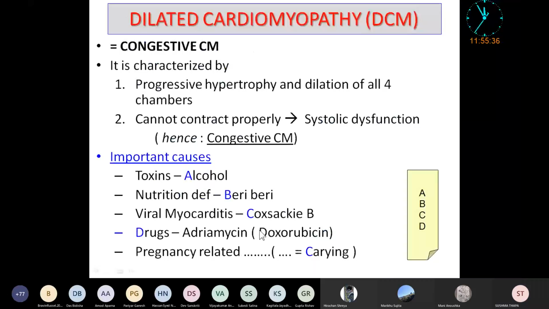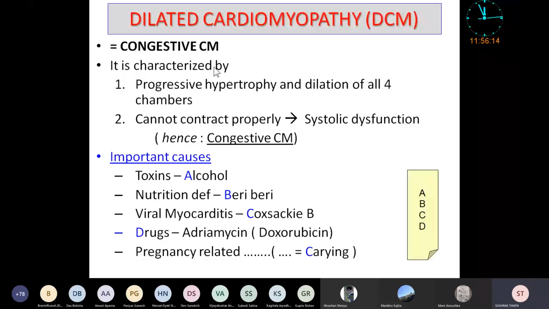Okay, talking about dilated cardiomyopathy. It is also denoted as DCM. It is also known as congestive cardiomyopathy. And when do you call it dilated cardiomyopathy? This DCM is characterized by progressive hypertrophy and dilation of all the four chambers. The patient has progressive hypertrophy and later on dilation of all the four chambers.